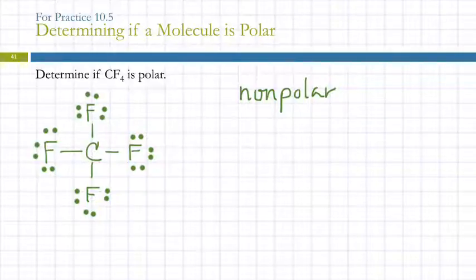What if this wasn't fluorine? What if it was chlorine? Now it's going to be polar. It still has no lone pairs, but because chlorine is different than fluorine, it has a different electronegativity. This vector is not going to add to 0 with the other 3. There's going to be a slight net dipole moment.